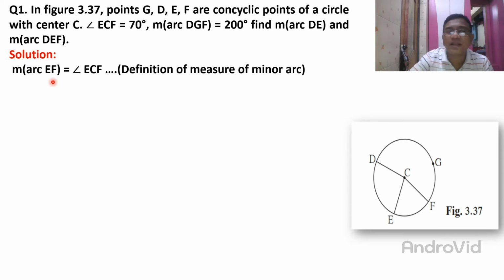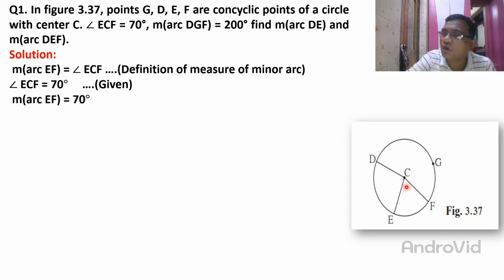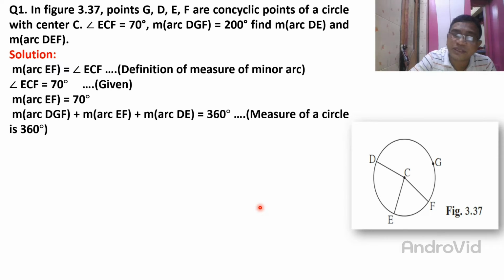Here it is written: major arc EF is equal to angle ECF, by the definition of the central angle. The angular measure of the central angle is equal to the arc in front of it. ECF is 70 degrees as given, so EF is 70 degrees. So major arc EF is 70 degrees. Do you understand? ECF is 70 degrees, and the arc in front of it has the same angular measure, so EF is also 70 degrees because it is the central angle.